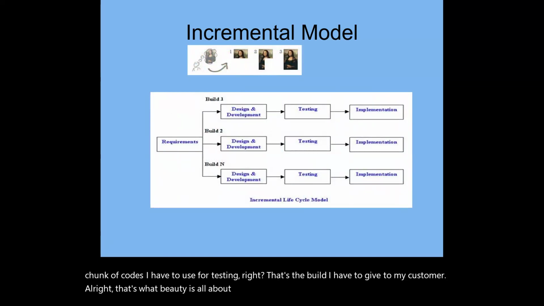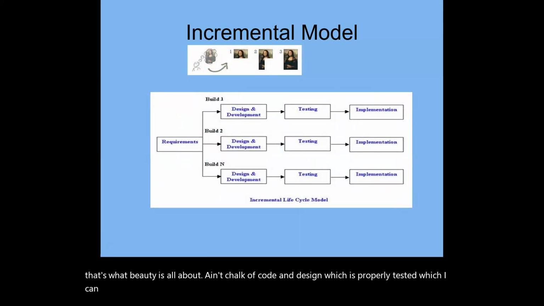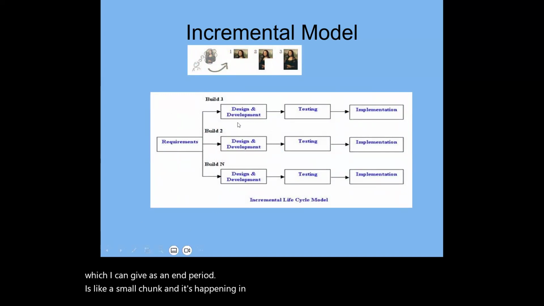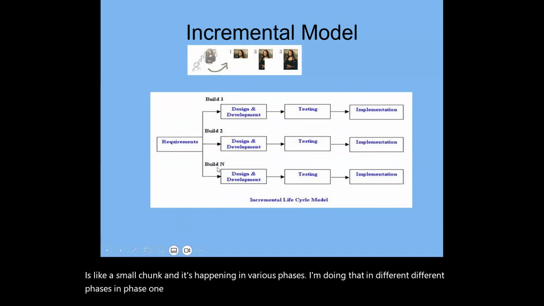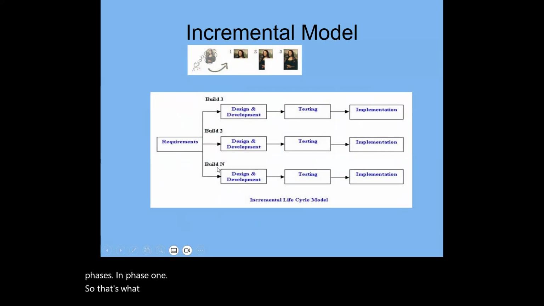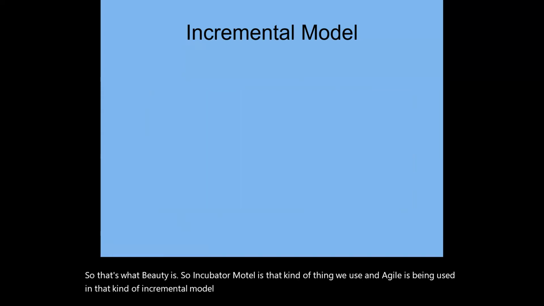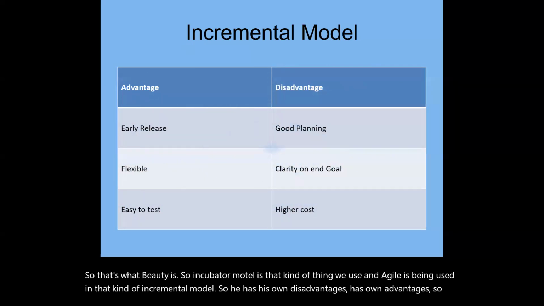Any chunk of code and design which is properly tested, which I can give as an end product, is a small chunk, and it's happening in various phases. I'm doing that in different phases: build 1, build 2, build 3. So that's what a build is. The incremental model is that kind of thing we use, and Agile is being used in that kind of incremental model. It has its own advantages and disadvantages. So what are those advantages and disadvantages?